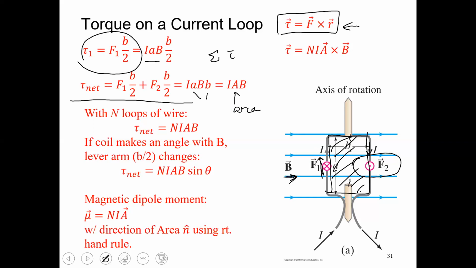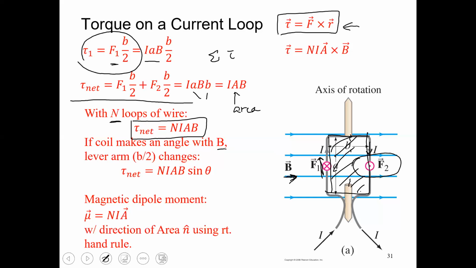Now, if we have more than one loop of wire, we'd have more than one instance of current, and so we'd multiply our force by that more than one instance of current. And so if you have, say, n number of loops of wire, you have a net torque that is your n number of loops times the current going through them, times the area described by them, times the strength of your magnetic field.